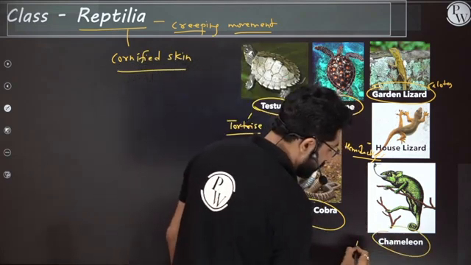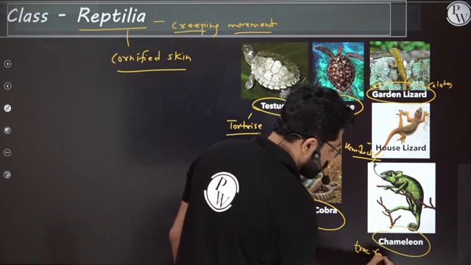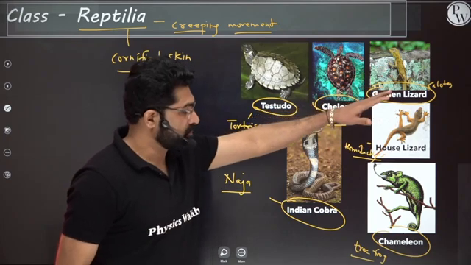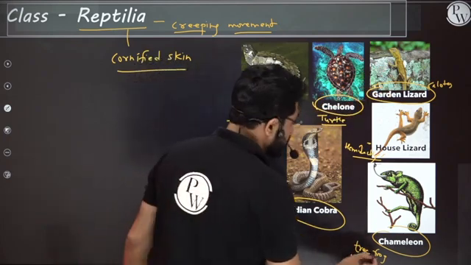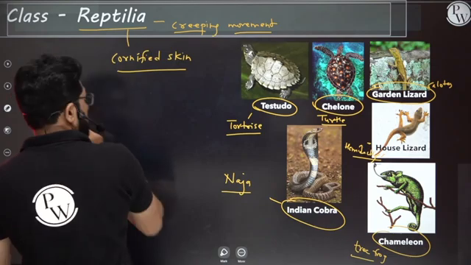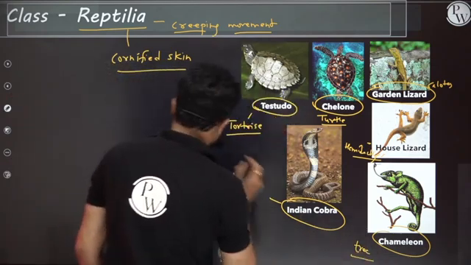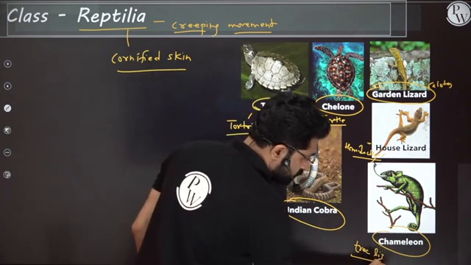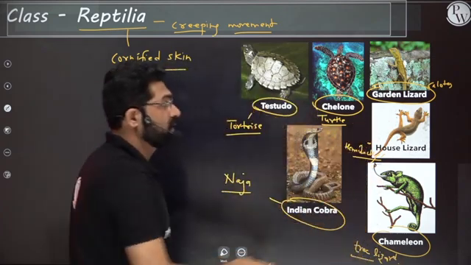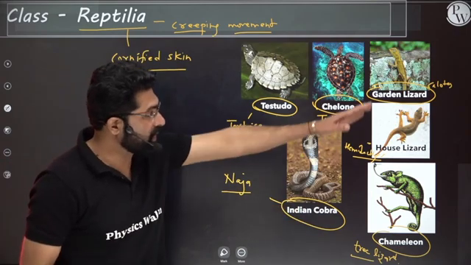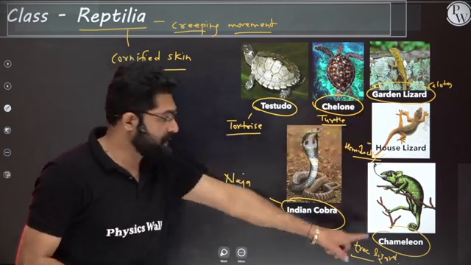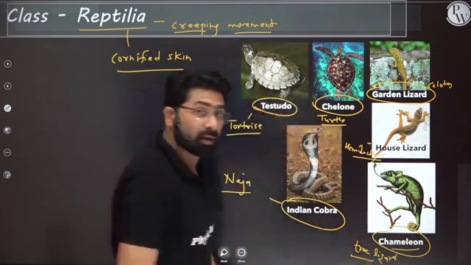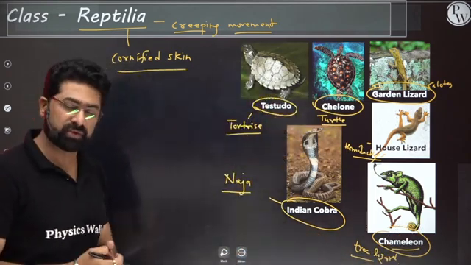Chameleon is the tree lizard. So please differentiate between the tree frog and garden lizard. Tree frog is your Hyla and tree lizard is your chameleon. You have to differentiate between the tree lizard and garden lizard. You can see here the prehensile tail. Prehensile tail will be a characteristic of chameleon, that is tree lizard.